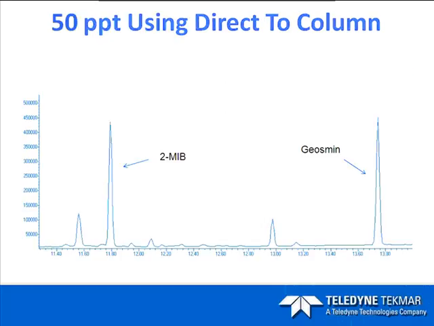Now looking at these area counts, you can see with the direct column connection, you are transferring almost all of that sample that's coming off the sorbent trap directly onto the analytical column. You're not splitting any of it off. And the area counts have now gone back up and increased to about 425 to 450,000. So as far as overall response, the direct column technique gives us the best results.